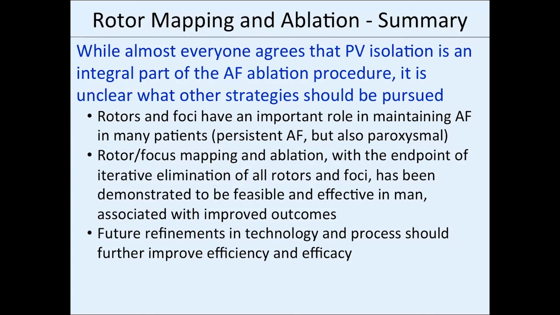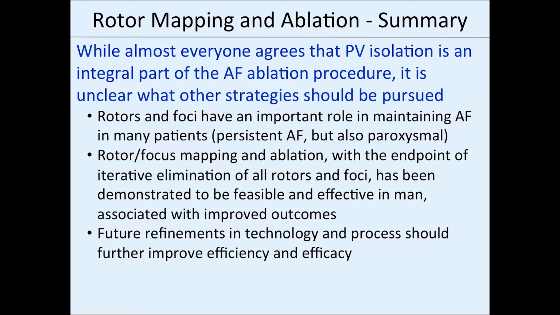Rotor and focal mapping, mapping of foci, and ablation based on this with the endpoint of iterative elimination of all rotors and foci has been demonstrated in our experience and that of others to not only be feasible but effective in human atrial fibrillation and associated with improved outcomes over what pulmonary vein isolation alone can provide.